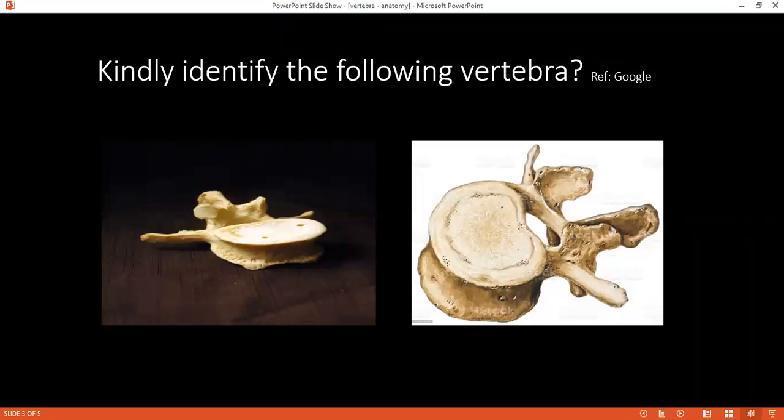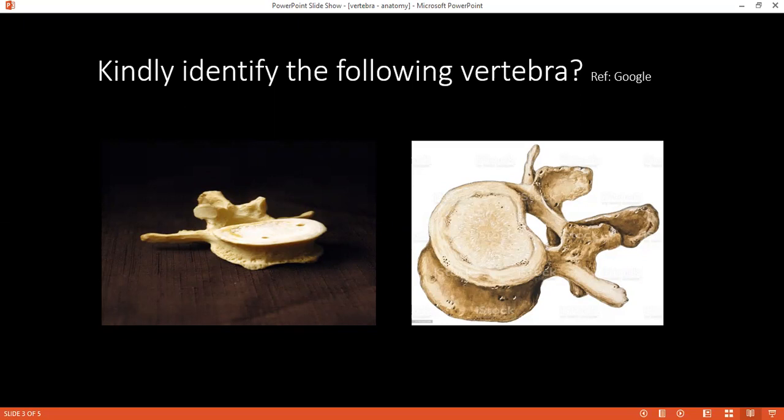Yes, ma'am. The articular processes are superior and inferior. The superior ones are directed posterolaterally, and the inferior ones are anteromedially. Kindly discuss the spinous process of the lumbar vertebrae. Yes, ma'am. It's quadrangular or hatchet shaped, short, sturdy and stout.